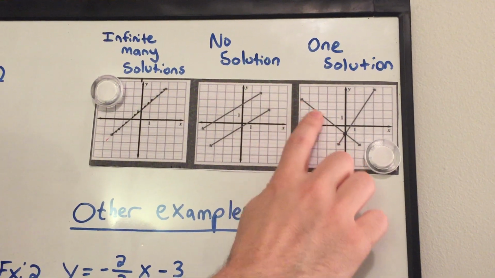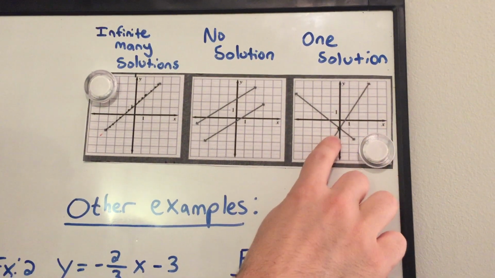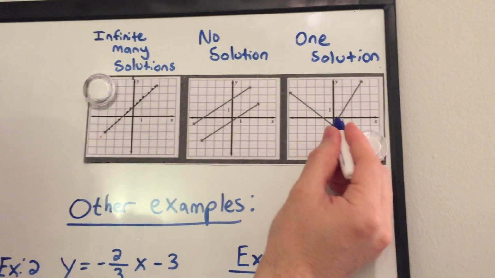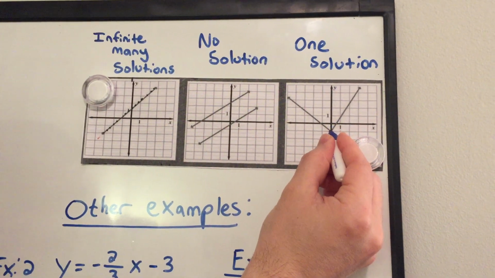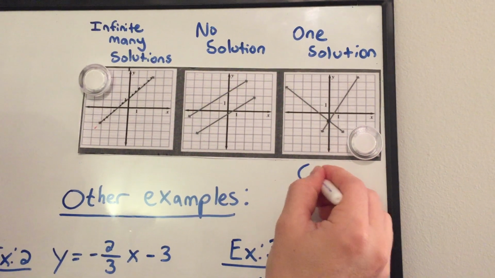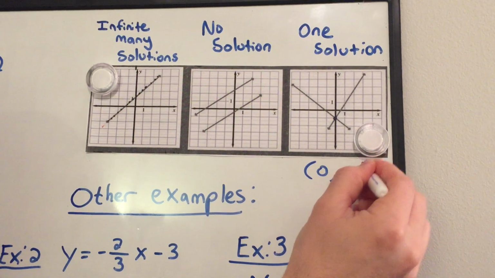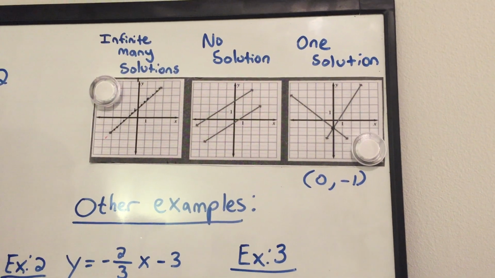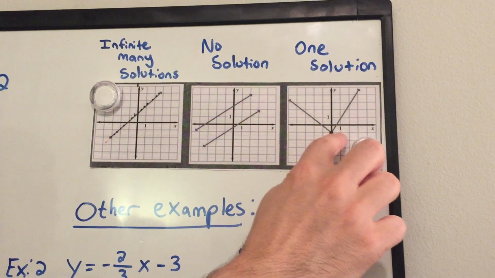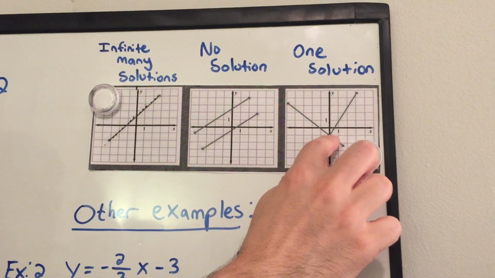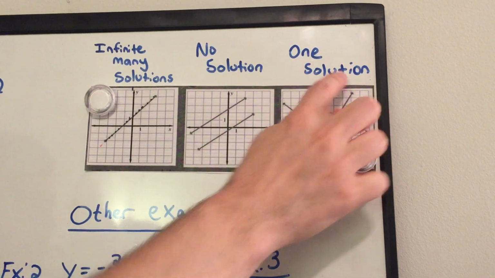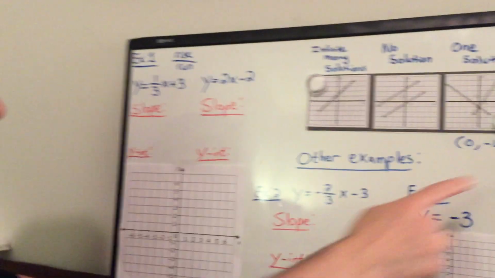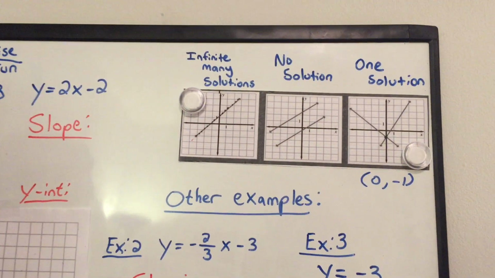And as you can notice here, these 2 lines right here intersect at just one point. That's right, just one point. And if I wanted to be more specific, that point would be what we would call (0, -1). Now (0, -1) would actually be our answer. It would be our solution. And since it only intersects at one point, that's why we have only one solution.